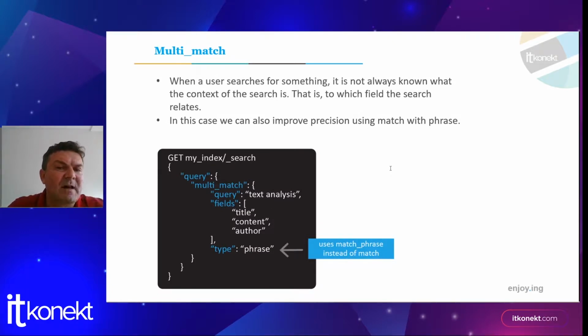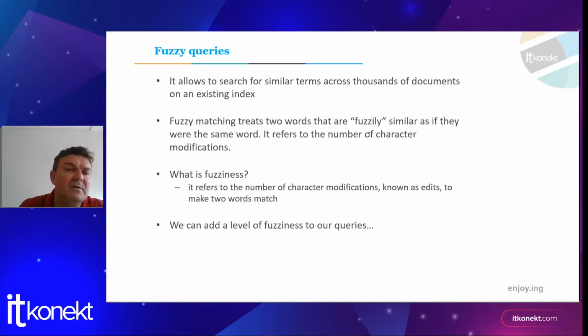When a user searches for something, it is not always known what the context of the search is. That is, to which field the search relates. The multi-match queries provide a way to accomplish this. In our example, we simply added 3 fields that we think might contain search terms. In this case, we can also improve precision using match with phrase. There are also other ways for improving precision, with combining queries using Boolean logic and bool queries, or using filters.